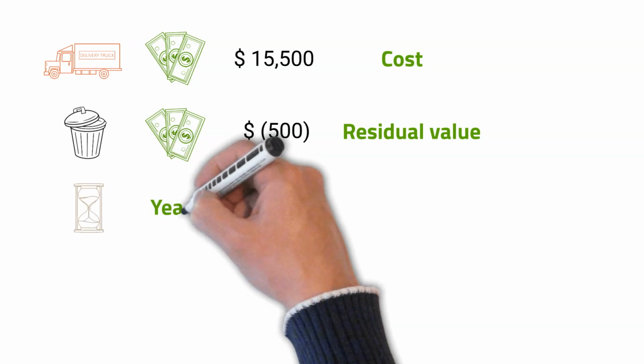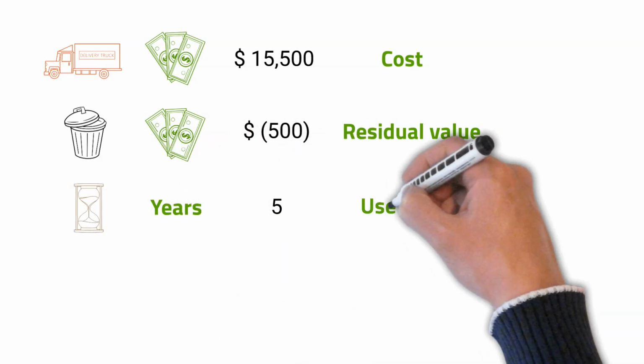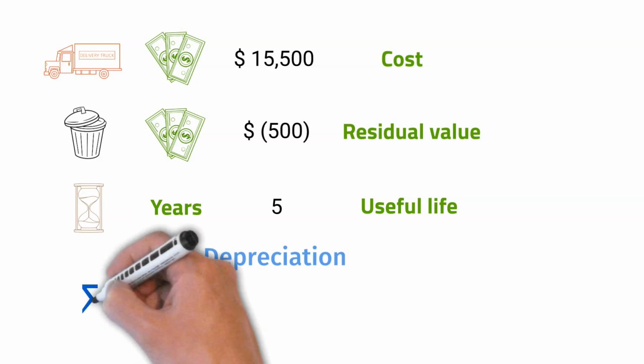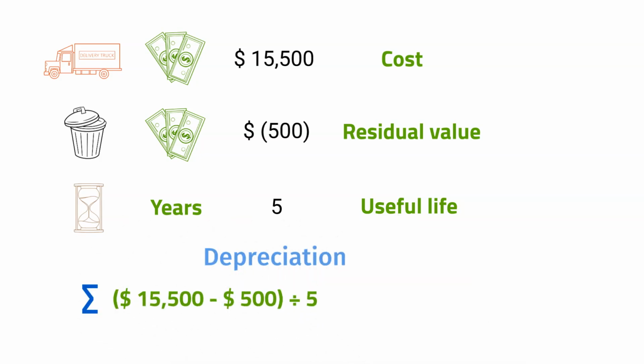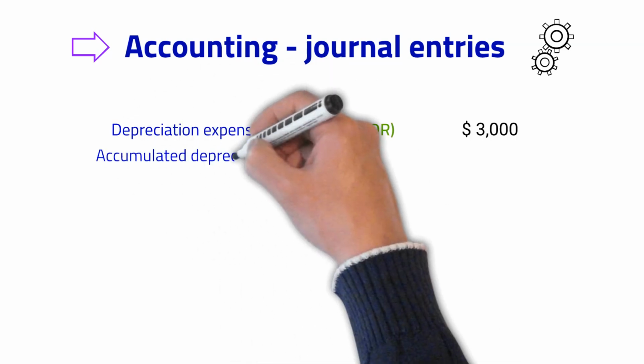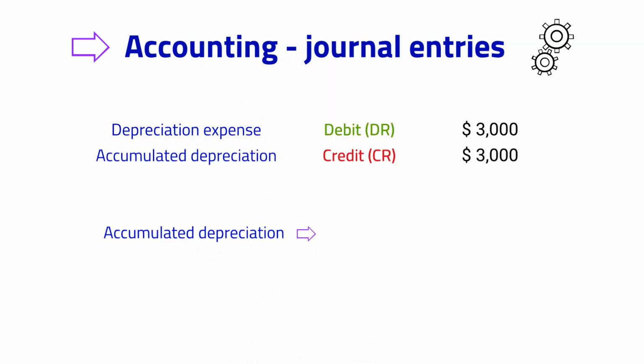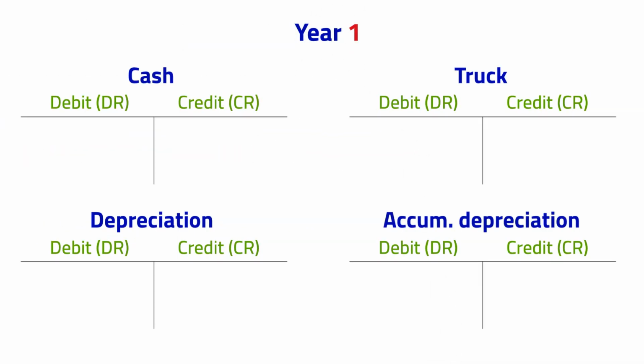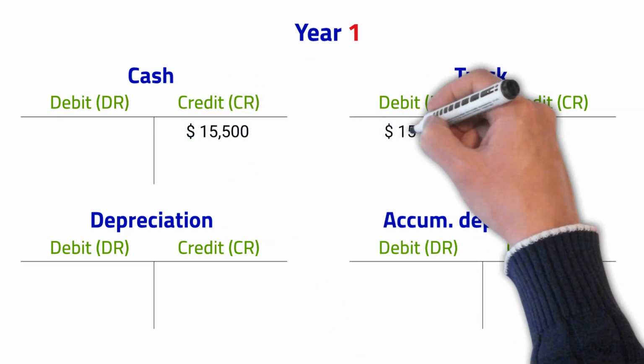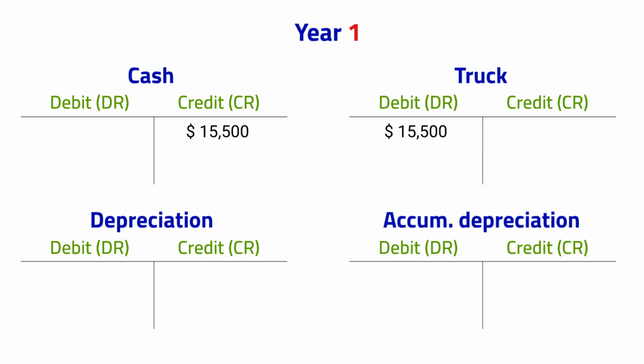Useful life of our truck is 5 years. Annual depreciation would then be 15,500 minus 500, divided by 5, equals $3,000 per year. Journal entry each year would be: debit depreciation expense 3,000, credit accumulated depreciation 3,000. T accounts in year 1 will be as follows: credit cash for purchase of a truck of 15,500, debit the truck at a cost of 15,500, depreciation expense 3,000, accumulated depreciation 3,000.